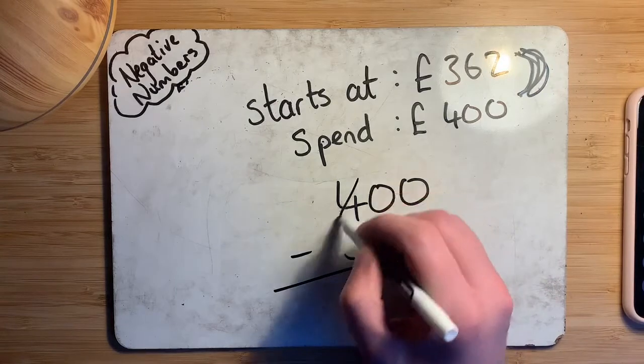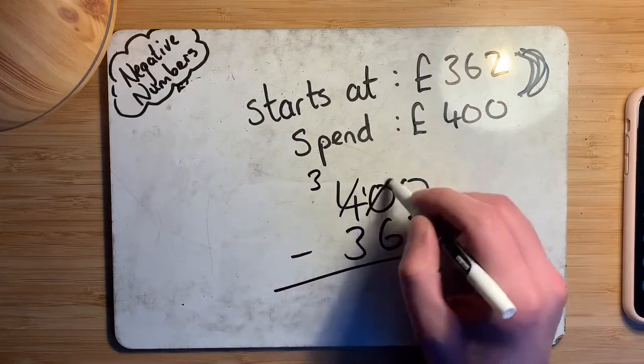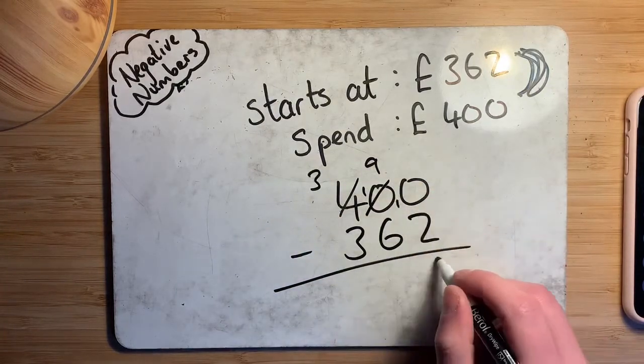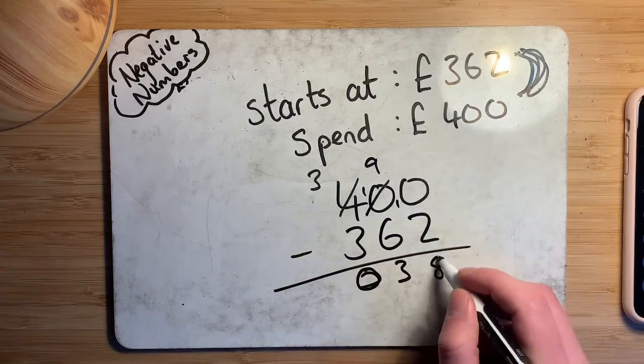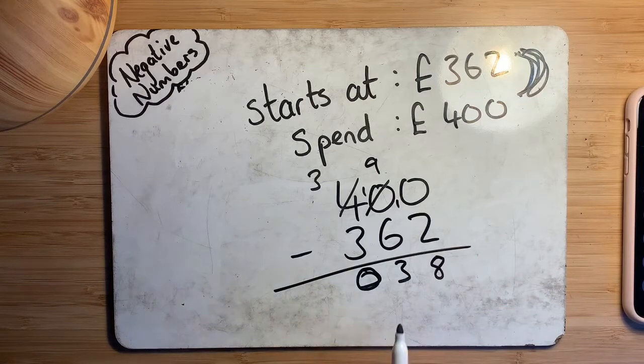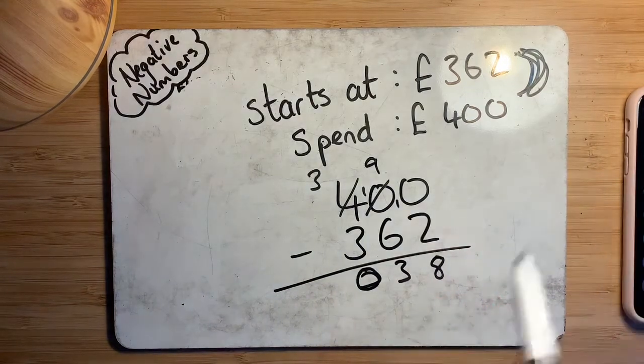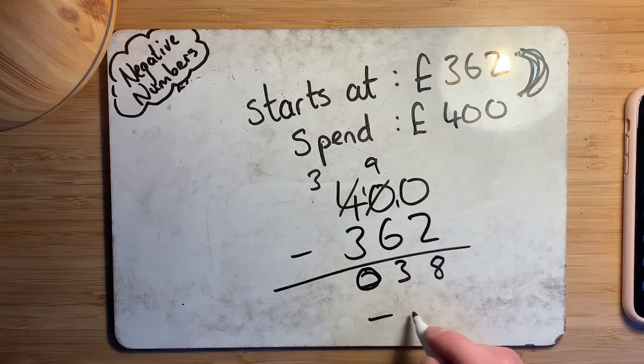So I can't do that, so I'll need to come along here, make that a 10, take that off. So I've got an 8 here, a 3 here, and a 0 here. So remember again though, I've got 38 at the bottom here, but remember the answer is not 38 because we're going below 0, so it must be minus 38.